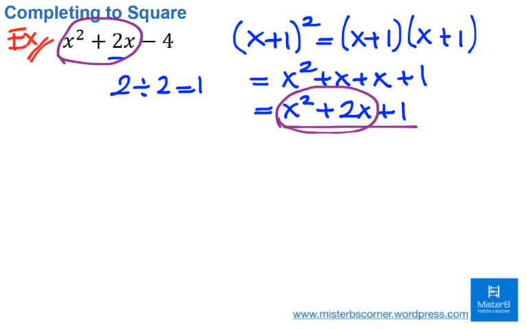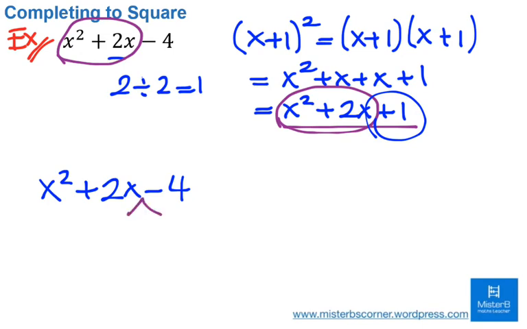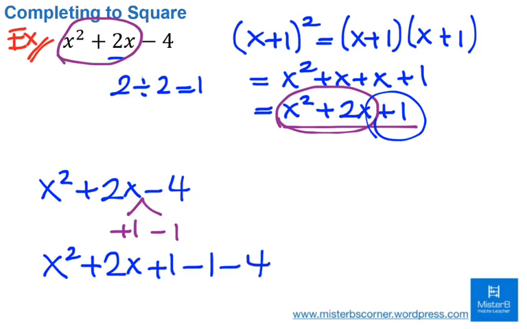So now I have x squared plus 2x minus 4, but I want plus 1. So if I insert here plus 1 minus 1, as in, let's write that again, x squared plus 2x plus 1 minus 1 minus 4, right? I inserted this here. Plus 1 minus 1 means 0.